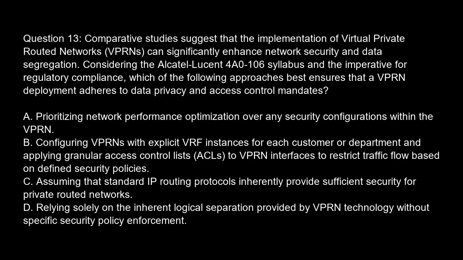Option A. Prioritizing network performance optimization over any security configurations within the VPRN. Option B. Configuring VPRN with explicit VRF instances for each customer or department and applying granular access control lists, ACL, to VPRN interfaces to restrict traffic flow based on defined security policies. Option C. Assuming that standard IP routing protocols inherently provide sufficient security for private routed networks. Option D. Relying solely on the inherent logical separation provided by VPRN technology without specific security policy enforcement.